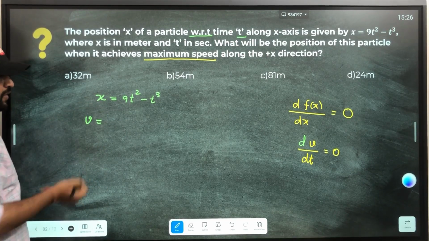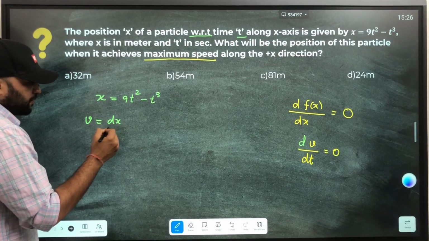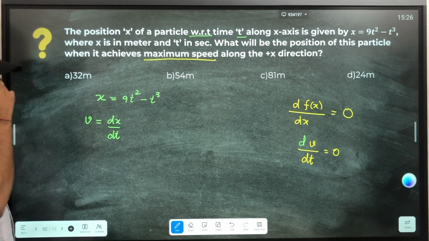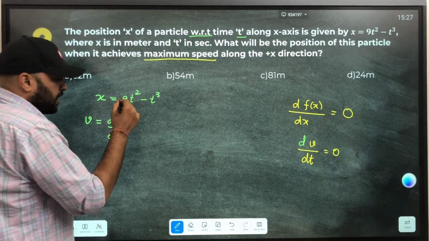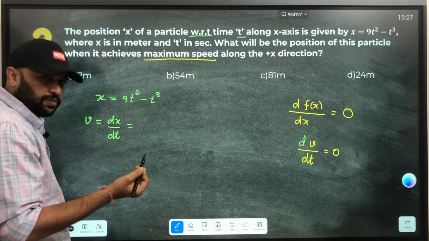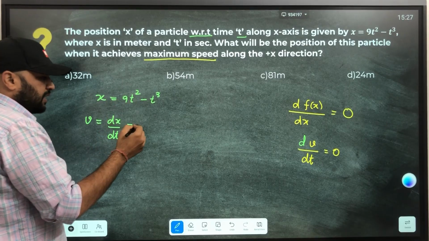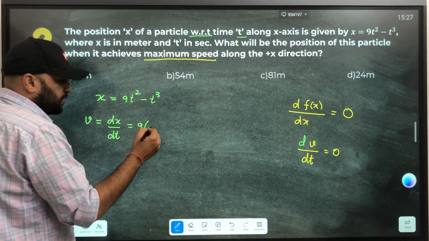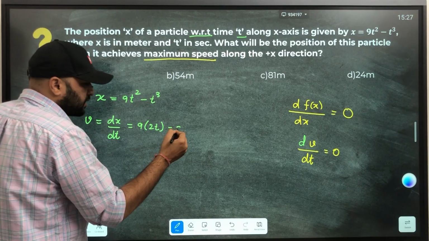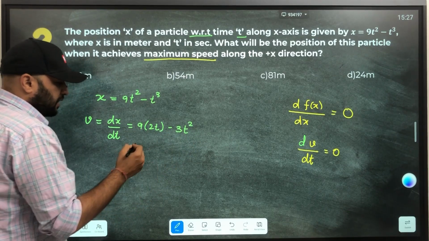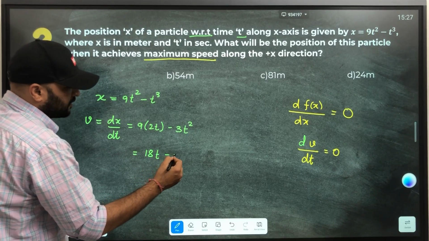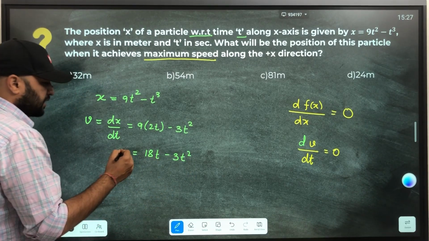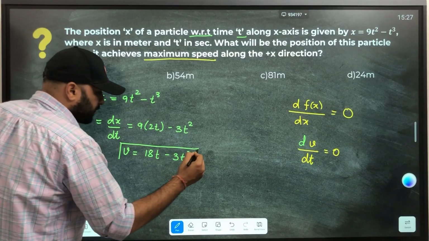So what is v here? v will be our dx by dt, that is our instantaneous velocity. Now differentiation, you must be knowing this. So the derivative of this will be 9 into 2t minus 3t square, and that will be equal to 18t minus 3t square. I hope this is clear. This is our velocity function.